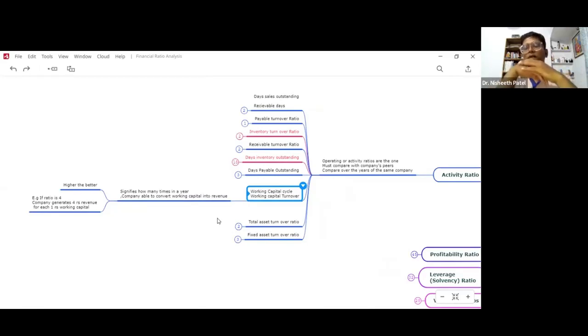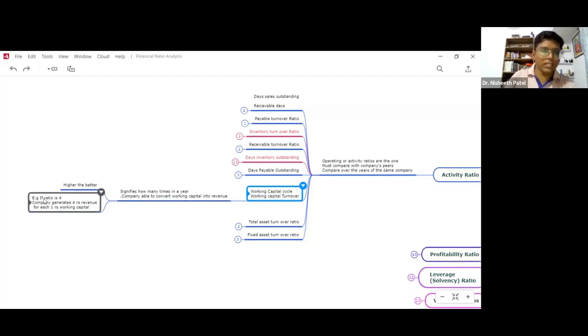Working capital we have already studied. We have seen what working capital is: the company has already spent some expenses for making the product, okay. After spending some amount, say 100 rupees, of the investment they made in working capital, how quickly are they able to turn it over against revenue, okay.